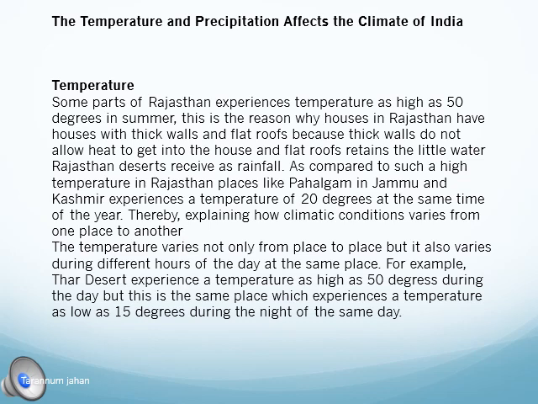So there is a variation in temperature if you go to the north and the southern side of India. We are only talking about the Indian side, not the whole world. Rajasthan has a different temperature, Pahalgam has a different temperature, Kashmir has a different temperature, Trivandrum has a different temperature. So there is a variation of temperature.